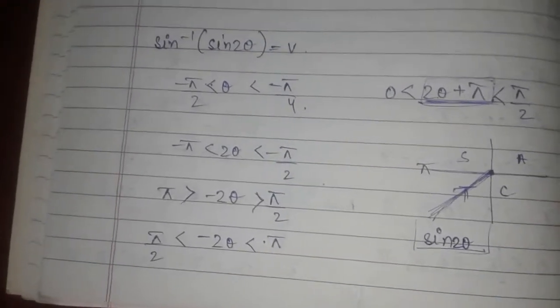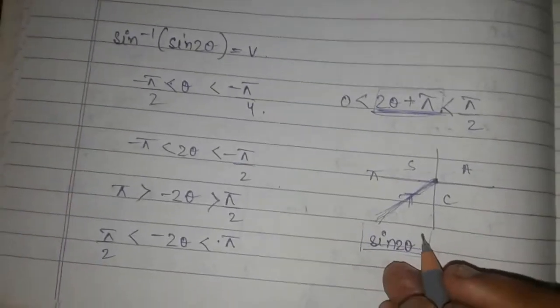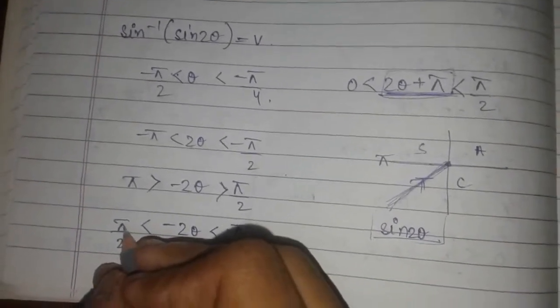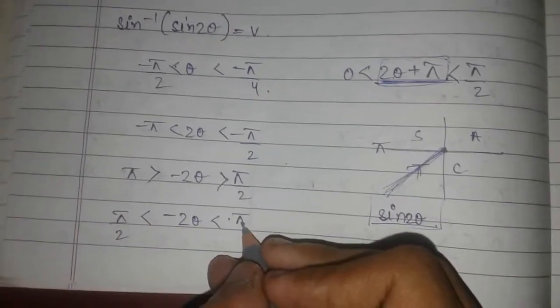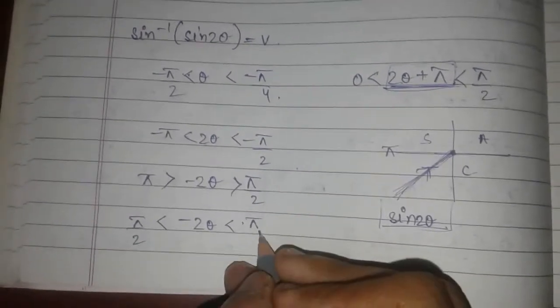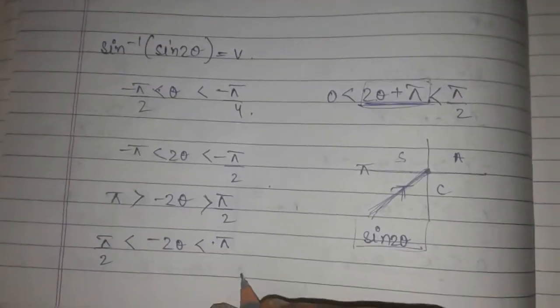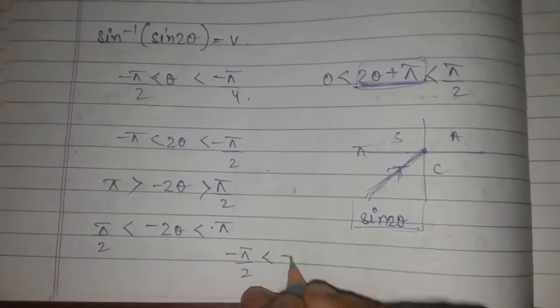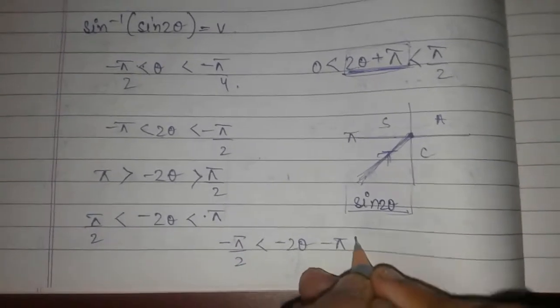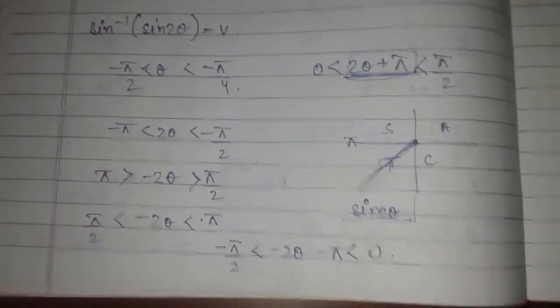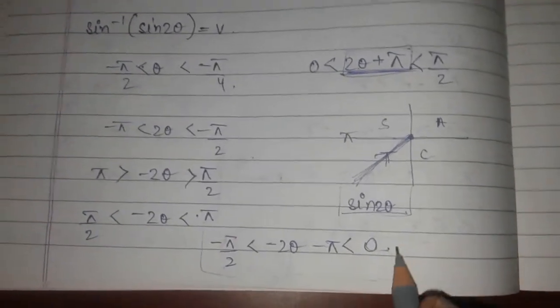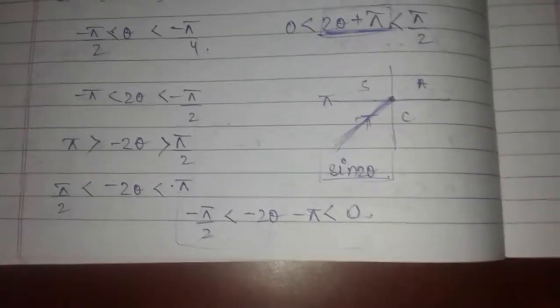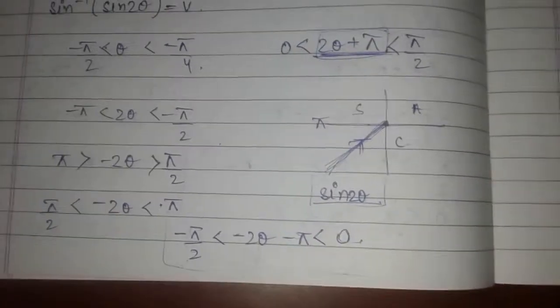Now what is the next step that we can do? We can subtract a pi, because this will change to minus pi by 2 and this will change to 0. So minus pi by 2 to 0 is a subset of minus pi by 2 to pi by 2. So we'll subtract pi from all of these. The given inequality will change to minus pi by 2, minus 2 theta minus pi, and 0. So this is a subset of minus pi by 2 to pi by 2. Now all we have to check is whether it caused a change in the magnitude or not.